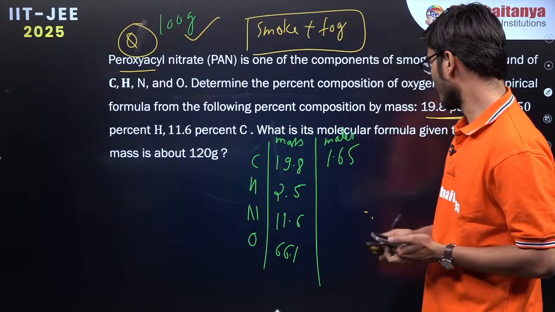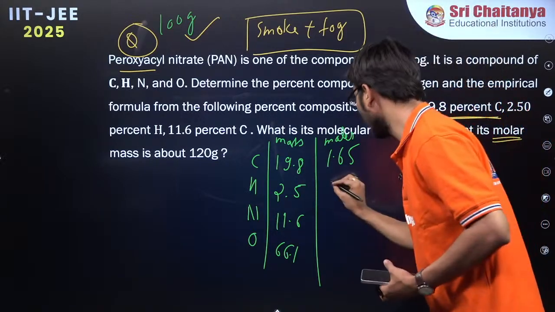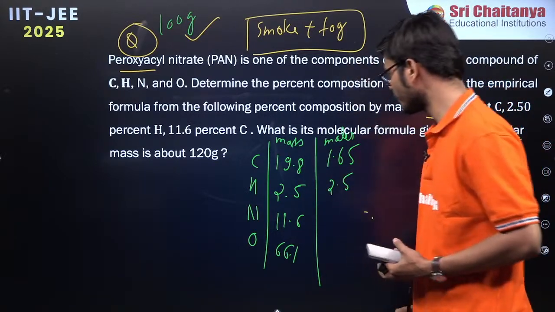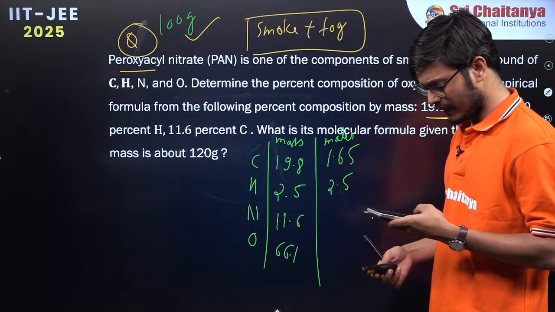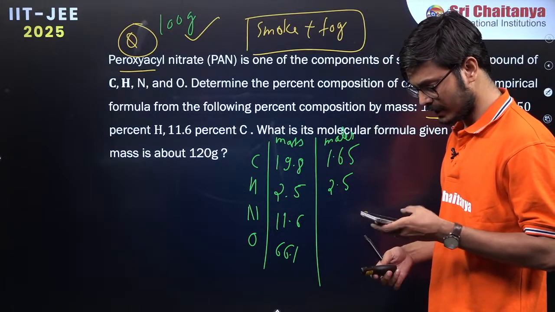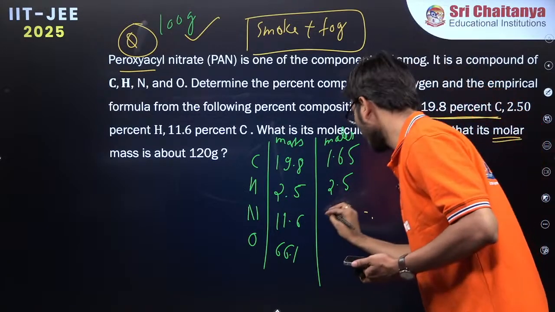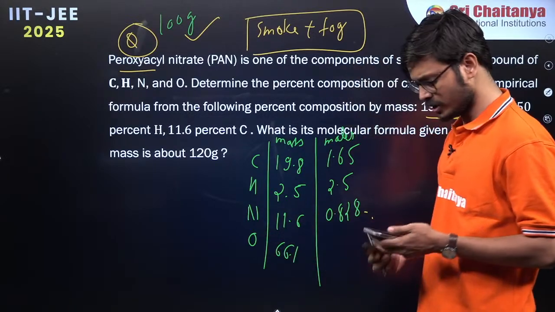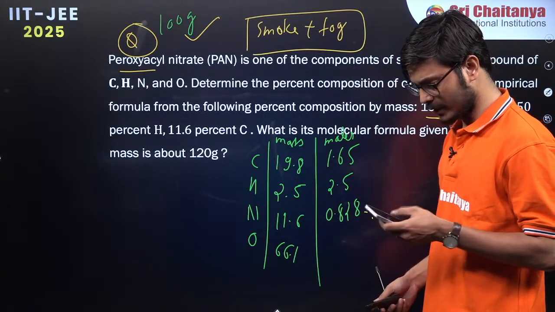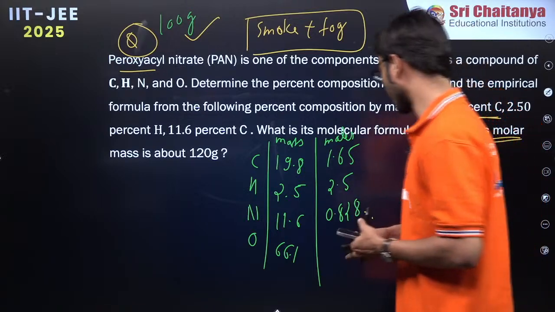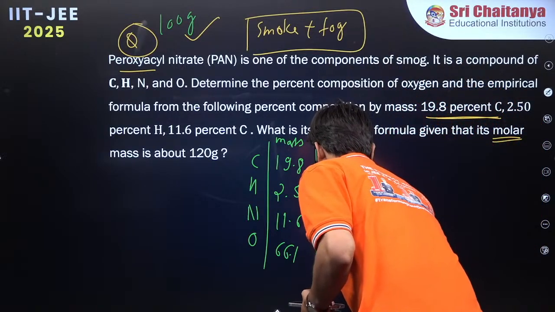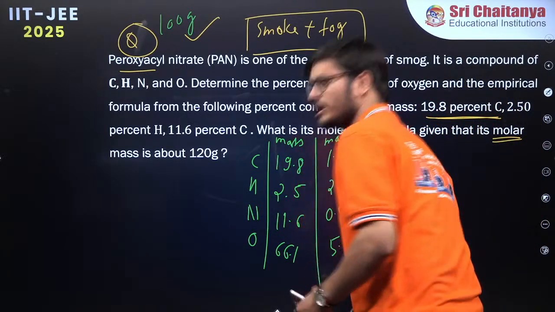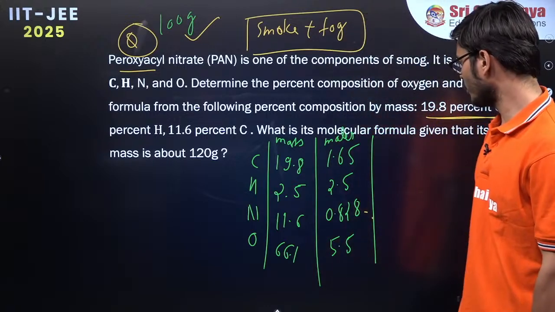So what is the mole of hydrogen? Divide by 1. So this will be 2.5 moles. For nitrogen, 11.6 divided by 14, right? So this is 0.828. And for oxygen, 66.1 divided by 12, right? So this is 5.5. So these are the moles ratio.